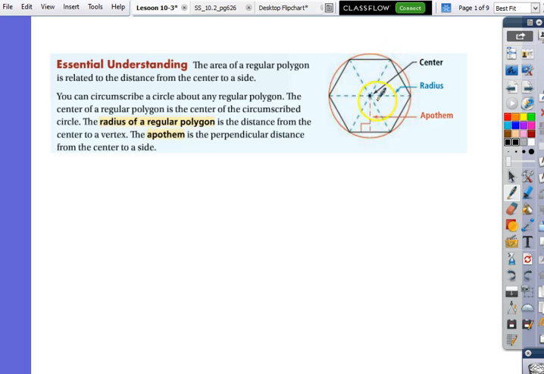A regular polygon will have a center because if I inscribe it inside of a circle, that circle has the center, and the center of the regular polygon is the same as the center of the circle it would be inscribed in. Now, we don't normally talk about polygons having radii, but a regular polygon will have a radius. And that distance is from the center to a corner. So that's what I mean when I'm talking about a radius.